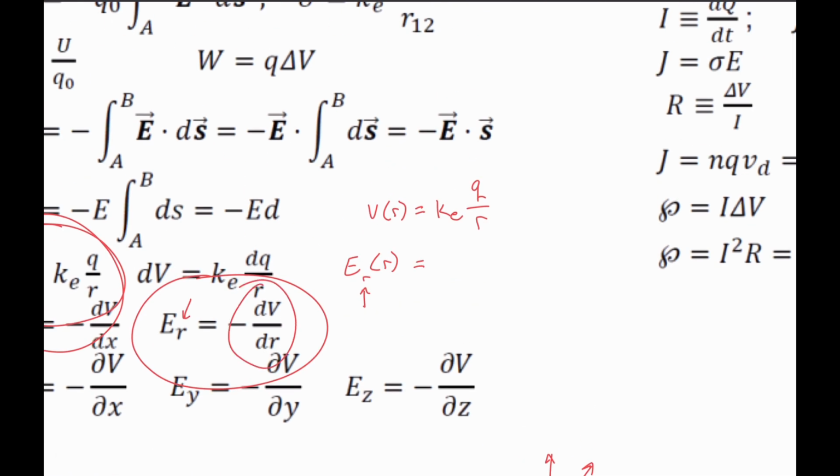I'm going to do a minus sign. I'm going to do d dr. And then here, I will plug in V of r, right? Because I'm taking the derivative of this thing. So I'm going to do ke q r.